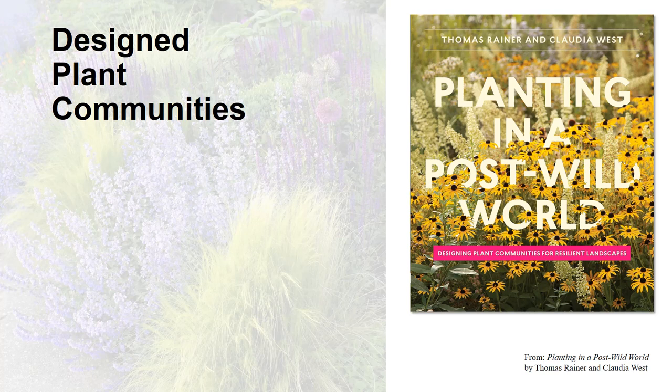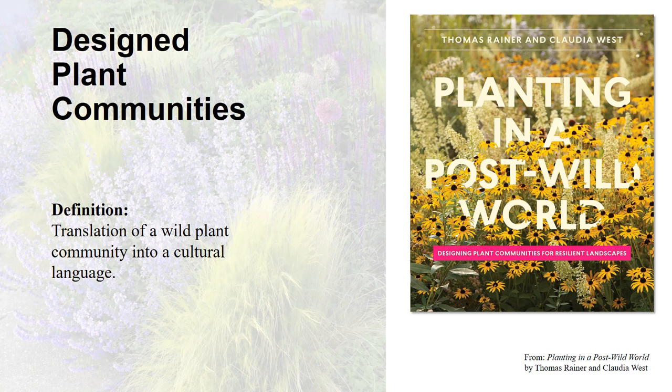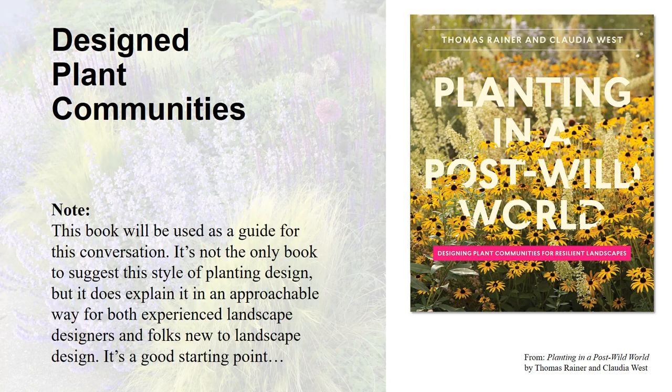So in Planting in a Post-Wild World, Rainier and West call these designed plant communities. And the definition that they like to use is that they're translating wild plant communities into a cultural language, things that are easily understood by humans as well as generally accepted in terms of their overall aesthetic and how we take care of those different plant communities. And bottom line, they represent a hybrid of ecology and horticulture. So this is taking what we know works in the natural world, using them with cultivated plants, and making these designed urban spaces. And I'm using this book as a guide to this conversation.